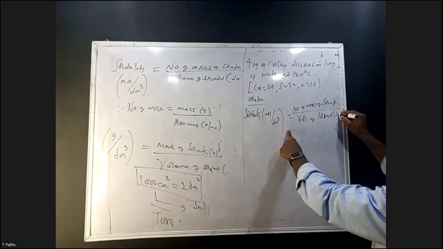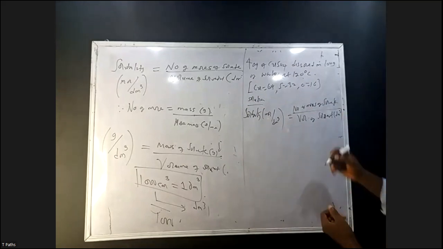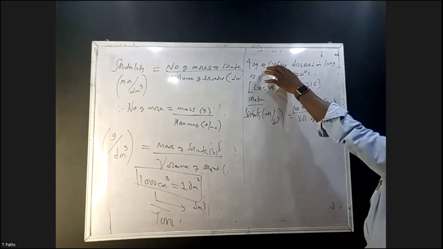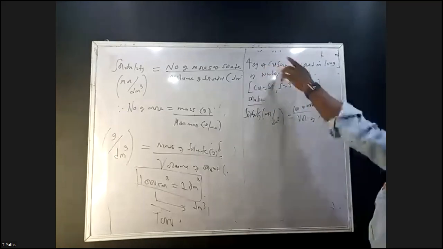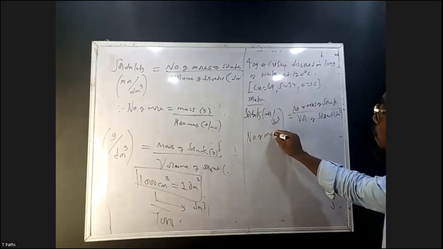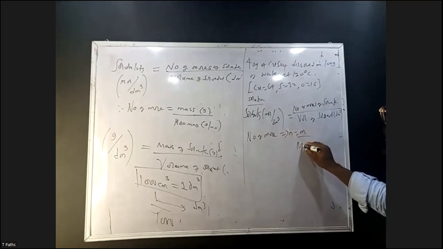The volume of the solvent in dm cube. You can see that the problem did not give us the number of moles of the solute, which is CuSO4. So we have to obtain the number of moles of the solute. We know that number of moles equals mass over molar mass.